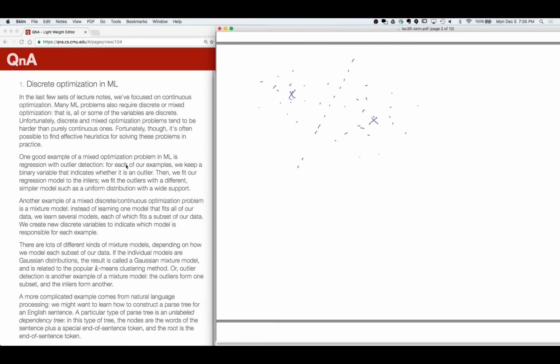So I was saying that the outlier detection model is a mixture model because you can have a regression for the inliers and then just some really simple model like a uniform distribution for the outliers.